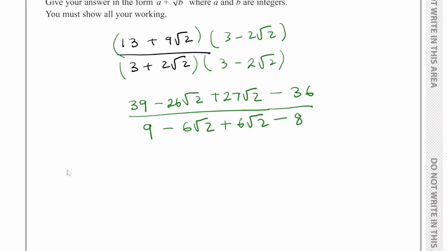So what do we have left? On the top, 39 take away 36 is 3. And we've got 27 root 2's take away 26 root 2. That's just root 2. On the bottom, we've actually just got 1. So we're finished. It's 3 plus root 2.